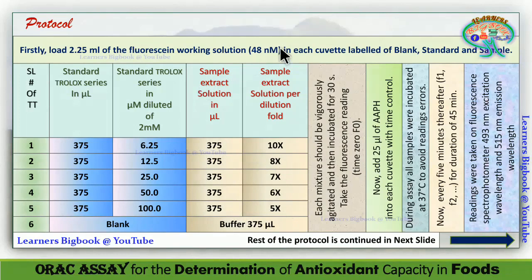Now the blank is neither going to have the Trolox nor the sample in it. It is only going to have the fluorescein and the buffer. In the sense, 375 microliters of buffer has been added and 2.425 ml of fluorescein has been added. Only these two chemical compounds are going to be present in the blank.